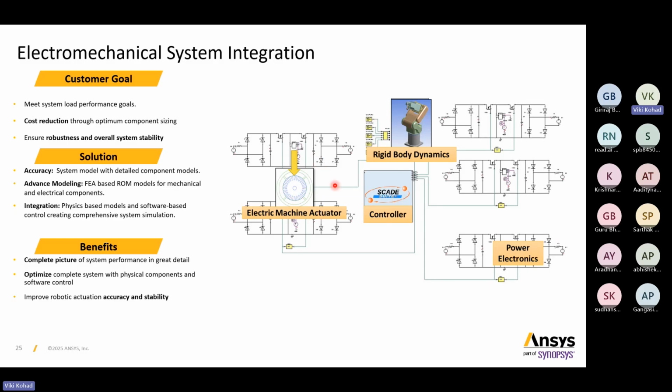At each point, the electric machine is being controlled by the controller and the power electronic circuit. And also the rigid body dynamics, the RBD, is functioning with the mechanical part. So that is basically the system level integration of the electromechanical system.